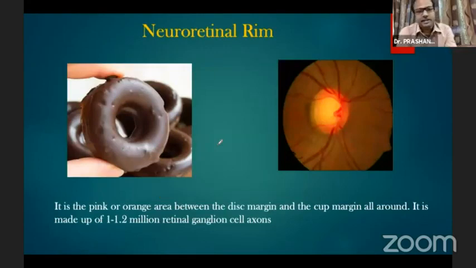Next area of interest, and in fact the area of most interest in the evaluation of many diseases, is the neuroretinal rim. It is a pink-orange area between the margin of the optic disc and the cup. As I said, the cup should be determined by the bending of the vessels. This rim is the area which is important to us, not the central cup. As in this donut, we are not interested in the central hole, we are interested in the chocolate. Similarly, in the disc, we have to evaluate the rim, not the cup.